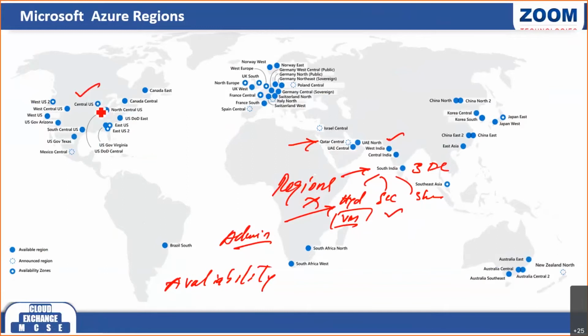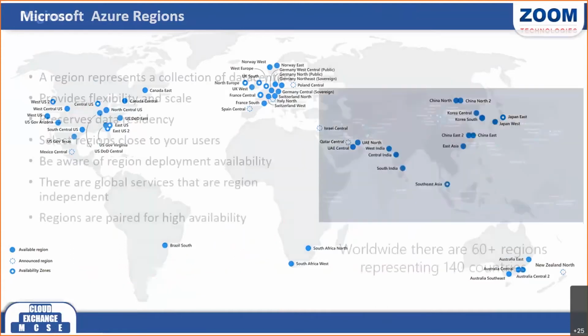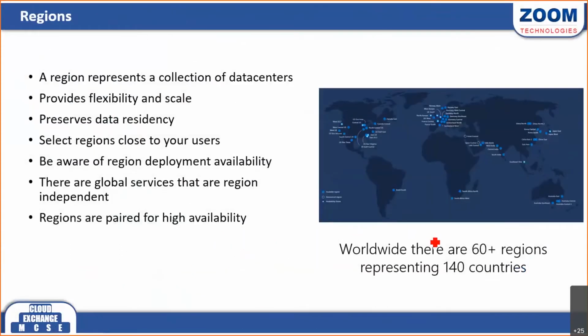Sorry, Central US. One server is in Central US, one in South India. If the South India data center is down, you can tell the clients they can still connect to your servers from Central USA. This is called high availability, and Microsoft provides this feature. You can see Microsoft now has 60 plus regions worldwide, growing day by day.